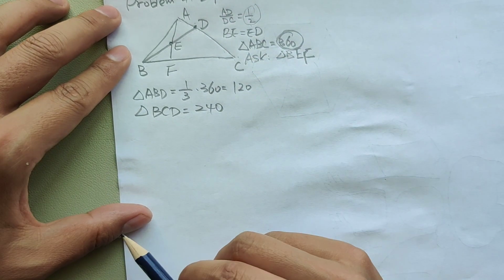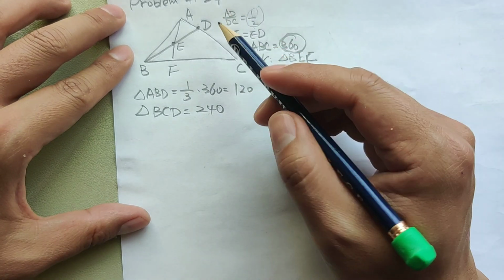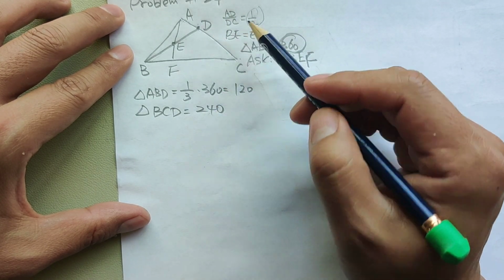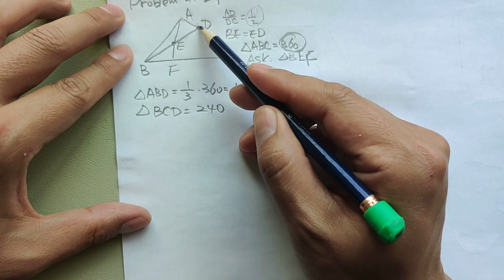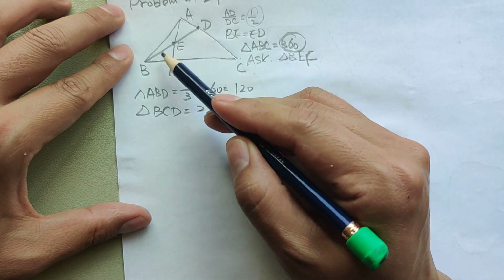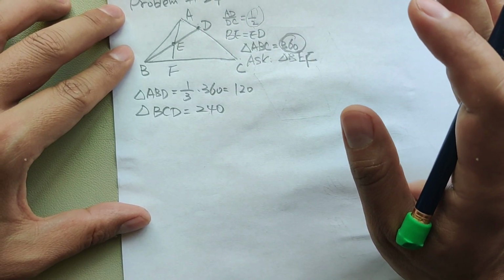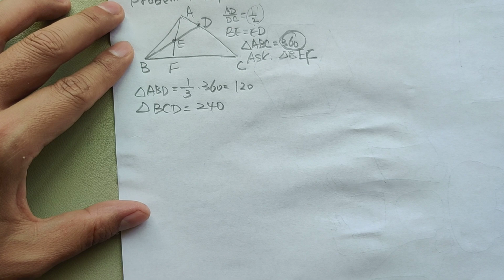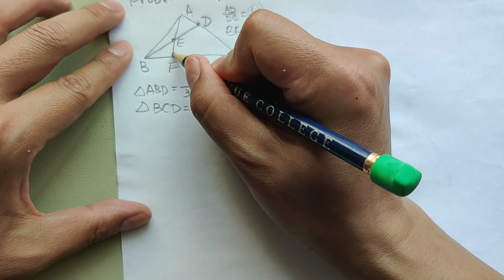So we got this 240 here. Now we used AD to DC is 1 to 2, that part we used. BE equals ED, E is the midpoint of BD. That we have not used that condition yet. So apparently that should be used. How are we going to use it? Let's think.